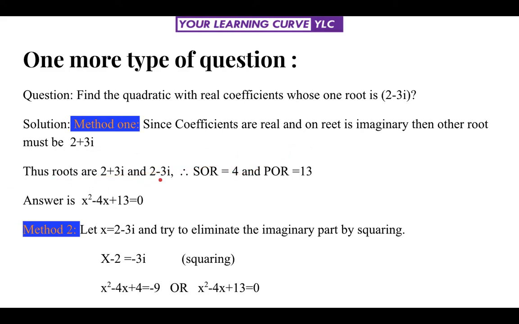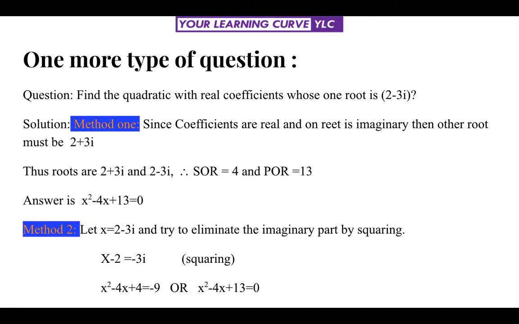So you add these two roots, get sum of the roots as 4. Product of the roots is 2 plus 3i into 2 minus 3i, that is a plus b into a minus b, 4 minus 9i square. i square is minus 1, so minus minus becomes plus. 4 plus 9, that is 13. So equation becomes x square minus 4x plus 13. That is x square minus sum of roots times x plus product of roots.